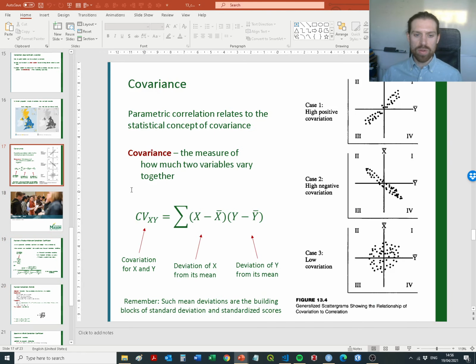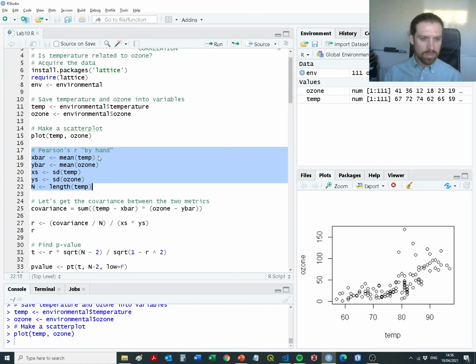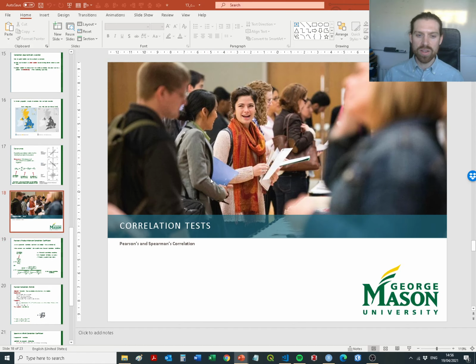So you'll remember that we first calculate the covariance between two different metrics, x and y here. And then when we've got that, we can basically get this R here. So the covariation divided by the number of paired data values divided by the standard deviation of x and y multiplied together. So to do that, we first need to get the covariance.